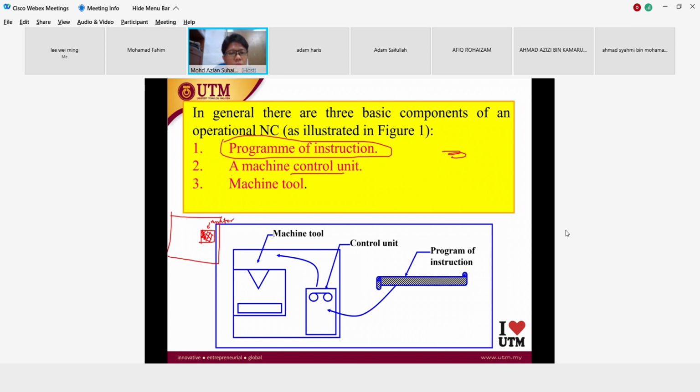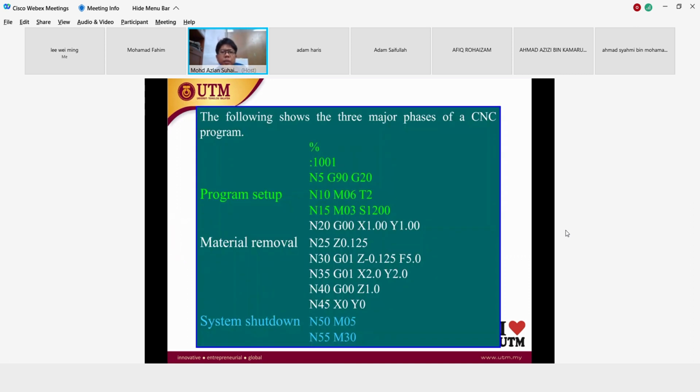And of course, you have to have the machine tool. The machine tool is the cutting tool here, along with your product. And of course, a set of instructions. You have to give instructions to this computer, the control unit, for it to react and follow your instructions in order to cut or shape the product. This is the example.